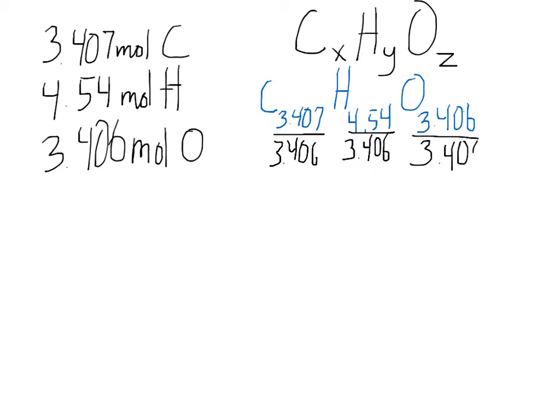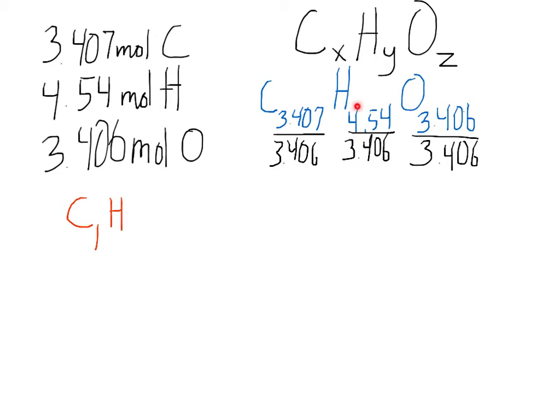Okay, so let's pick a new color. Yeah, I'm in the mood for red. So now I'm going to write it over here. 3.407 divided by 3.406. I'm going to save you guys some trouble, and you're just going to assume that's 1, because that's basically 1. So I'm going to put a 1 there. You don't usually write the 1, but I'm going to do it for you guys for right now. And then hydrogen.